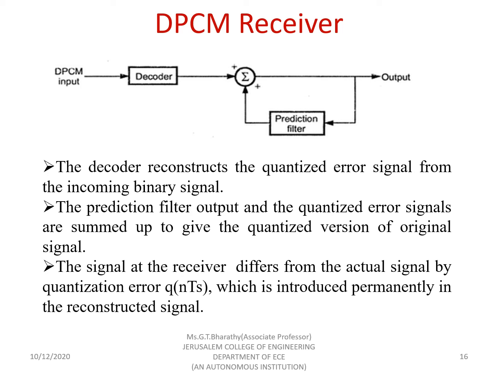Now the DPCM receiver. The DPCM input is given to the decoder, which contains a prediction filter, whose output will be the same as the input that was given at the transmitter side. The decoder basically reconstructs the quantization error from the incoming binary signal. The prediction filter output and the quantized error signal are added so that it gives the quantized version of the original signal. The signal at the receiver differs from the actual signal exactly by the quantization error that we have seen in the previous case. That is, xq(nTs) is equal to x(nTs), the actual sample, plus q(nTs).